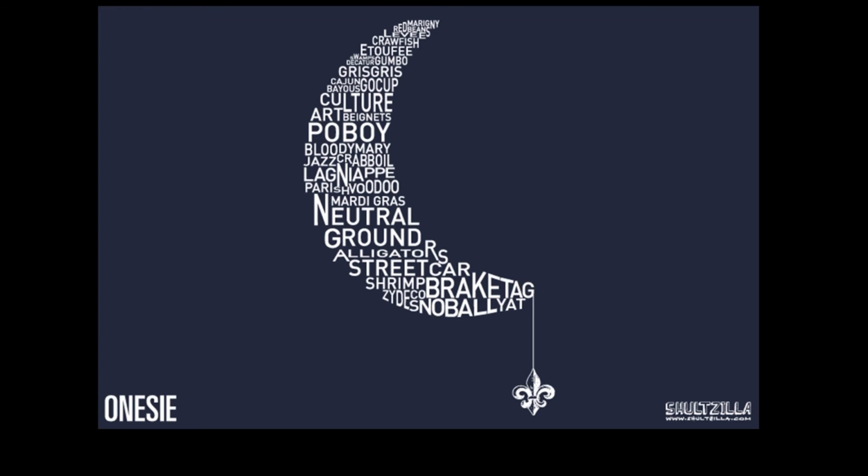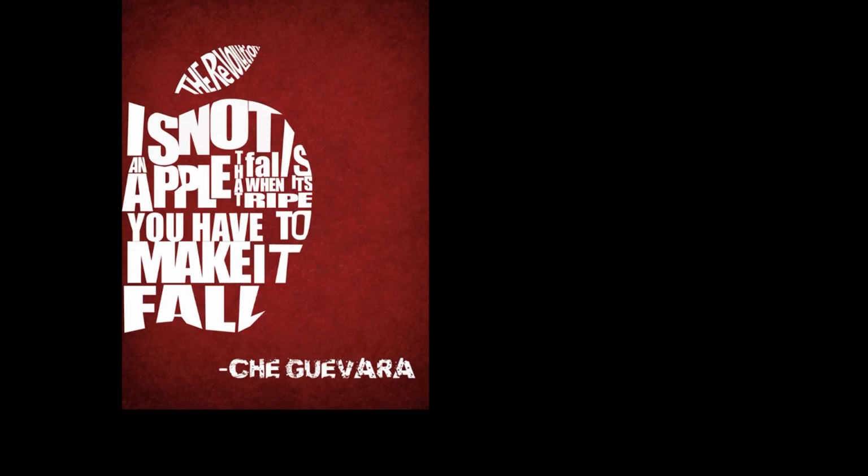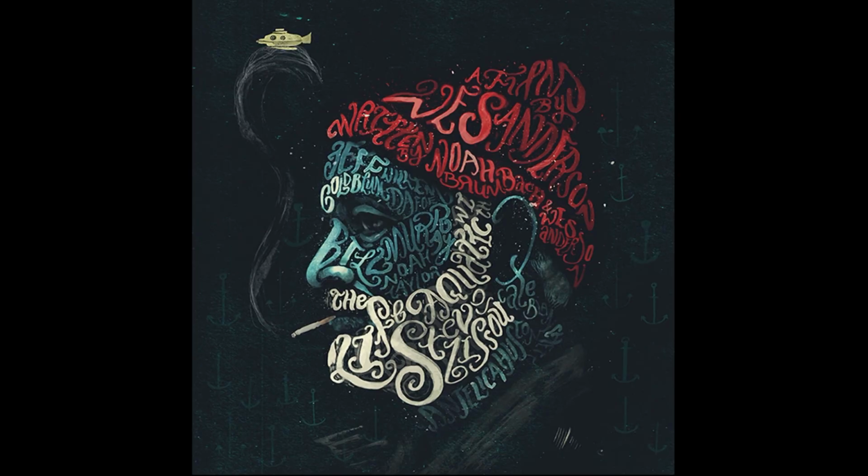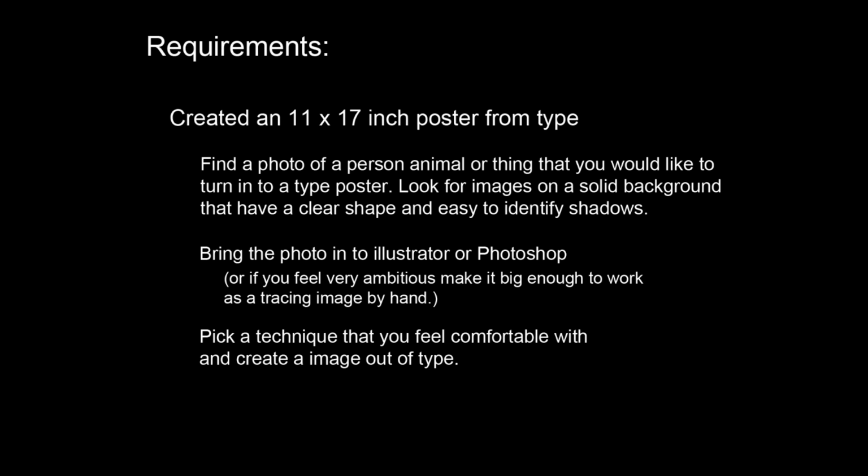This last one should be a fun assignment. Create a typographic work of art. Your challenge is to make it an 11 by 17 size poster out of type. So, find a photo of a person, animal, or thing that you would like to turn into a type poster. Look for images on a solid background that have a clear shape and easy to identify shadows.